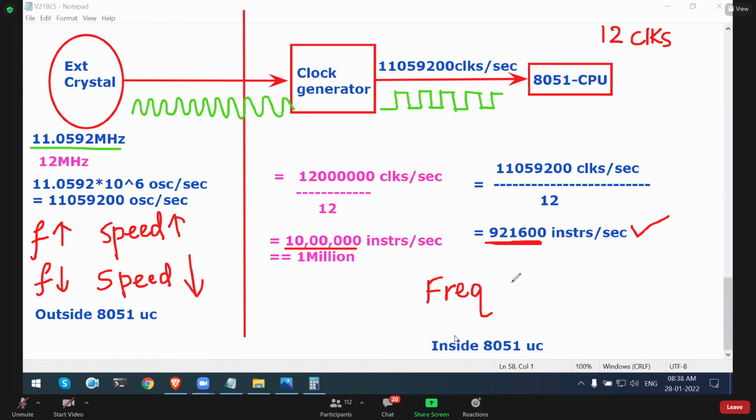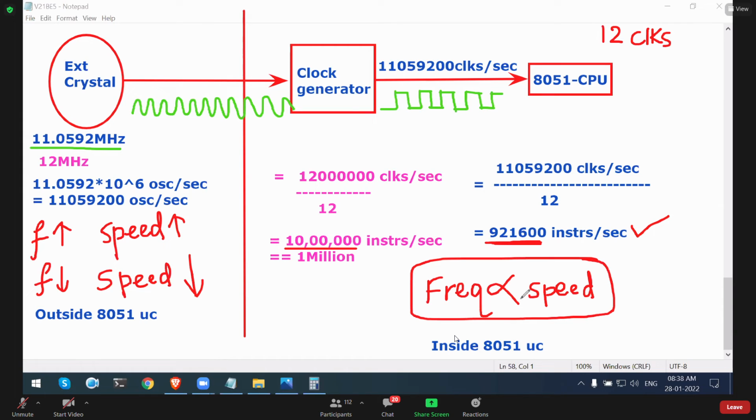So we can say the frequency is directly proportional to speed. If I increase the frequency, the number of instructions executed per second will increase. If I decrease the frequency, the number of instructions will decrease.